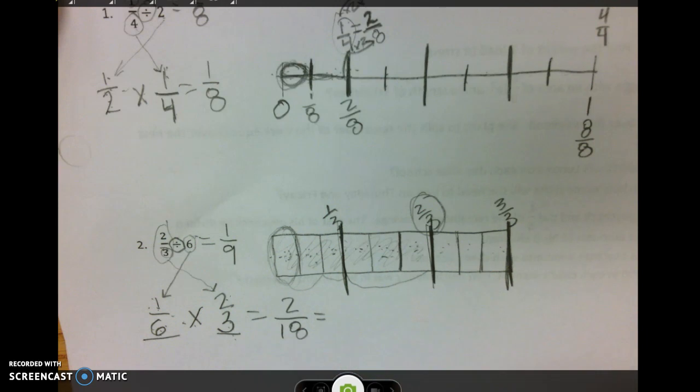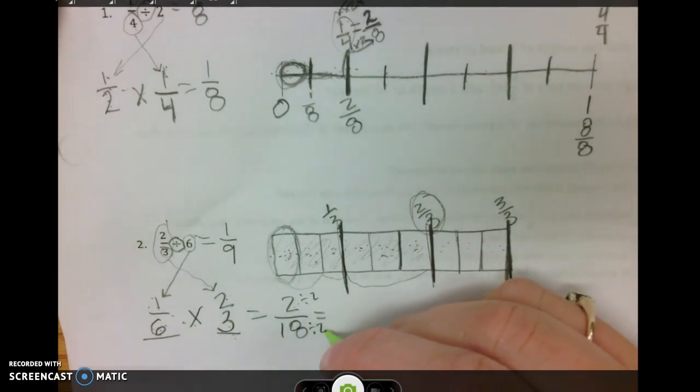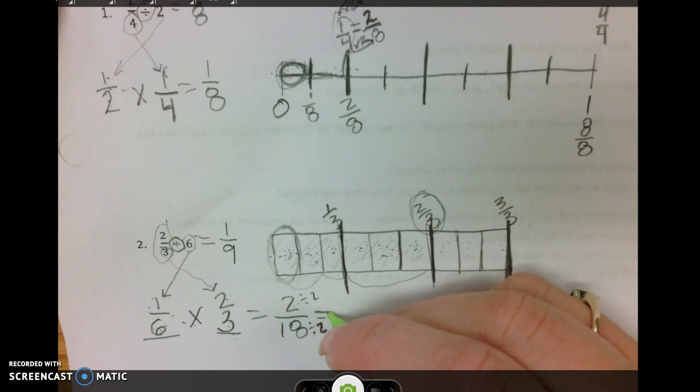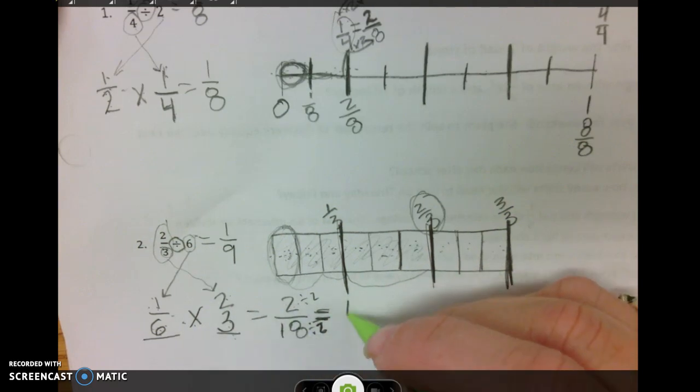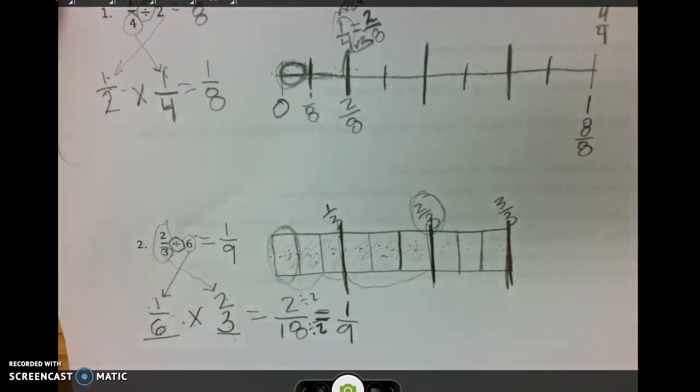But remember, it said in simplest form. So 2/18, both are even, which means I need to divide them both by 2. Again, whatever I do to the top, I need to do to the bottom to keep them the same as each other. So 2/18 would be the same as 1/9, which is exactly what I got right there.